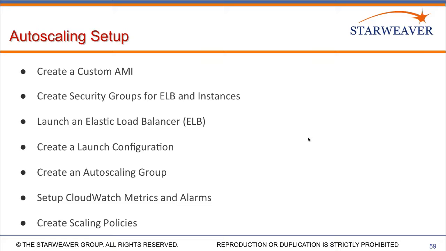So I'm going to create a custom AMI, and I'm not really going to do any post-launch configuration on it. The next thing I'm going to do is create security groups, because I'm going to launch a load balancer, and I want that to have a security group. Then I'm going to launch the load balancer. Then I'm going to create the launch configuration, which describes the EC2 instance that's going to be launched by auto-scaling. Then I'm going to create the auto-scaling group. Then I'm going to set up the CloudWatch metrics and alarms to know when there's a time to scale out or scale in. And then I'm going to create the policies that say how many instances to add or take away when I'm scaling out or scaling in. Those are all the steps.